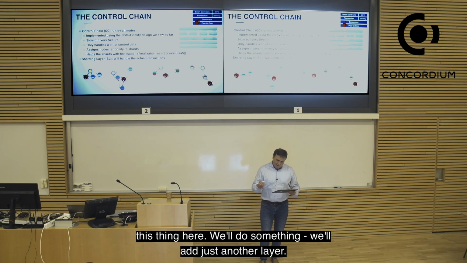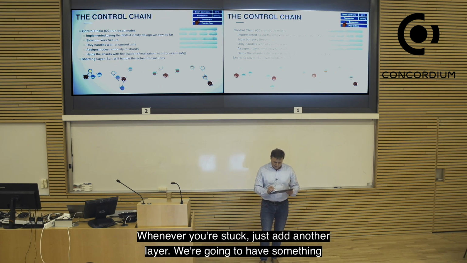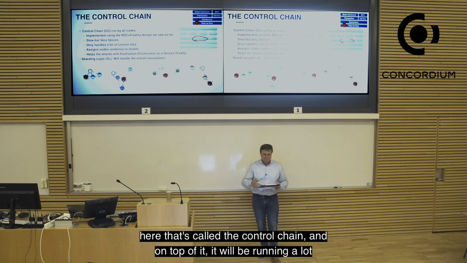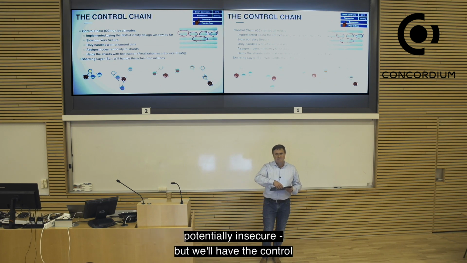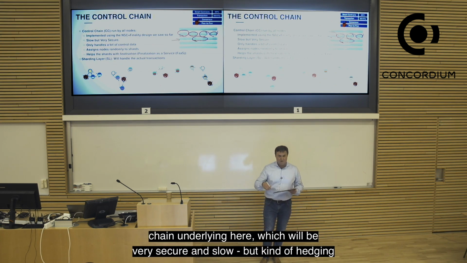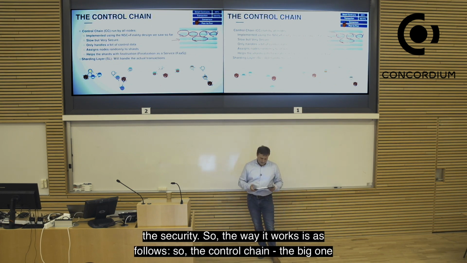We'll just add another layer. Whenever you're stuck, just add another layer, right? We're going to have something here that's called the control chain, and on top of it, it will be running a lot of these shards. Each of these will be very, very efficient and therefore potentially insecure. But we'll have the control chain underlying here, which will be very secure and slow, but kind of hedging the security. So the way it works is as follows.